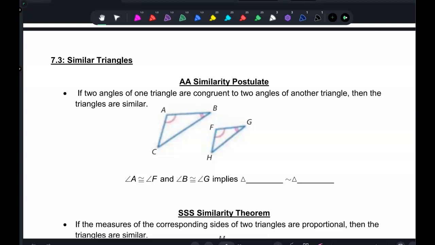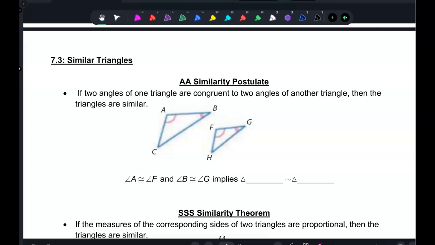Okay, so we are going to take a look at 7.3 similar triangles. We have a couple of theorems and a postulate. It's kind of like when we had side-angle-side, side-side-side. These are just going to be for proving triangles are similar. No worries, there are no proofs, okay? But you still need to be able to apply the theorems and postulate.